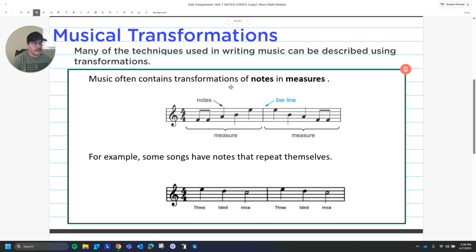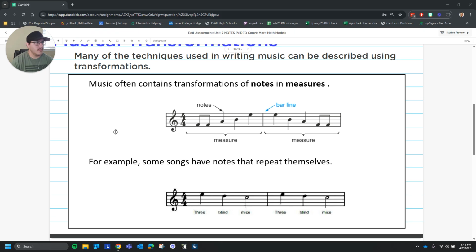Music often contains transformations of notes in measures. So these right here, where the bar line is, before that bar line, this is a measure, and then the next part is the next measure. This is a 4/4 time signature. What that means is, for a 4/4 time signature, each measure gets 4 beats, 1, 2, 3, 4, and each beat gets a quarter note to represent it.